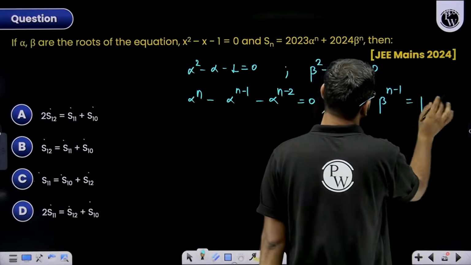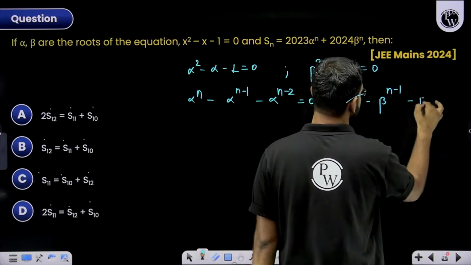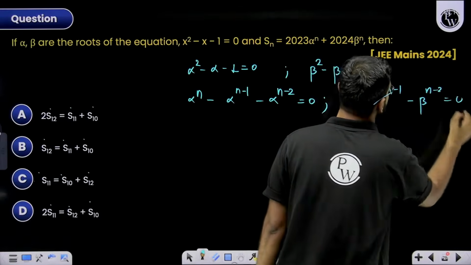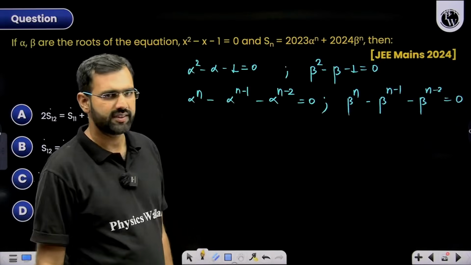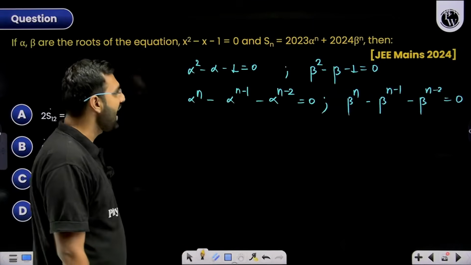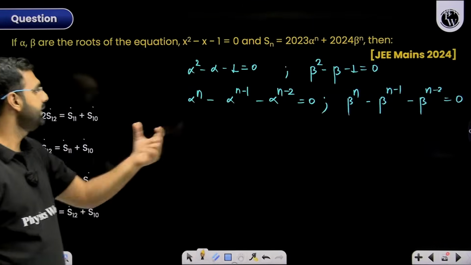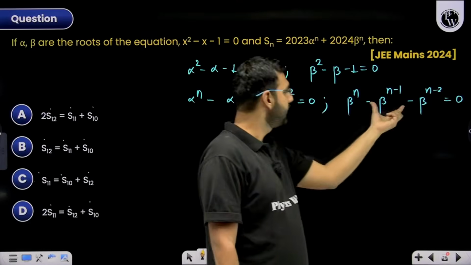And that is minus beta to the power n minus 2, which is equal to 0. Everyone comfortable with what I have done so far? Now, I hope you're understanding what I'll do here is, to have something of that sort, I'll take these two terms on the other side, these two terms on the other side.